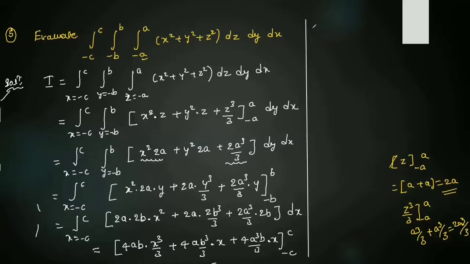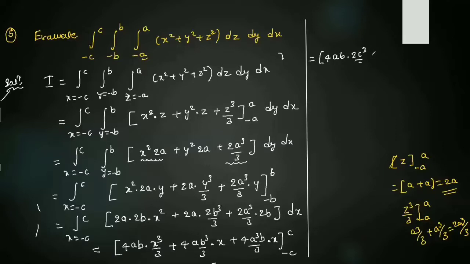Now simplify this and tell me what is the answer you will get. So it is 4ab. If you substitute in place of x cube by 3, c and minus c, what will you get? 2c cube by 3. Correct? Yes, sir.